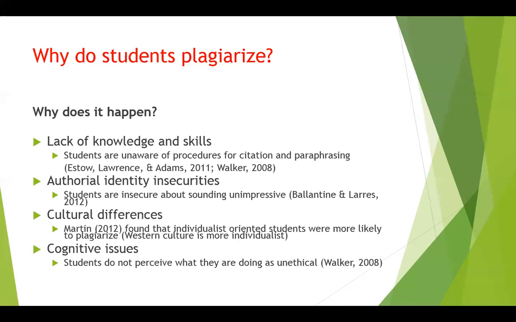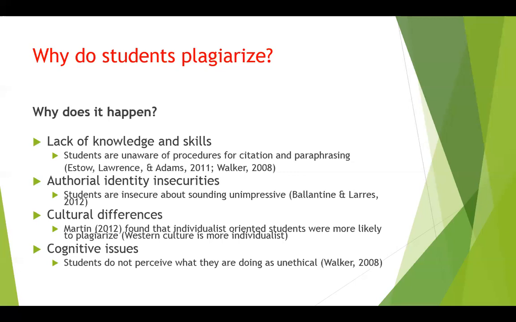Well, probably the most common reason it happens is because of lack of knowledge or basic skills. Students are unaware of procedures for citation and paraphrasing, so they mess up a little bit. Sometimes it's just authorial identity insecurities. In other words, a student is insecure about sounding unimpressive, so they rely on the words of others in the hopes they don't get caught. I would say to that, just stick to the words you know, and it'll come out how you meant it to come out.